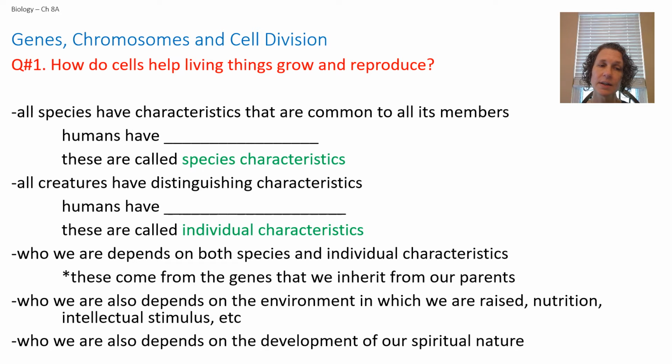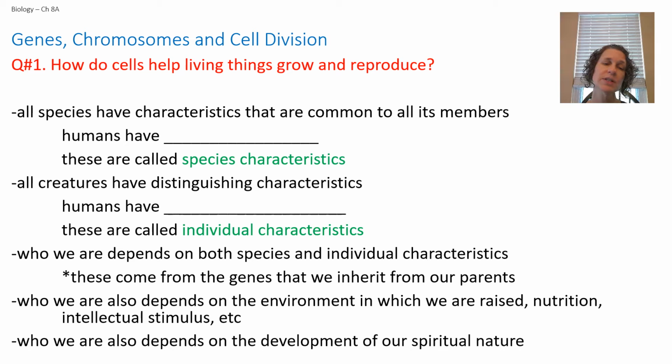Now, within a species, each organism has distinguishing characteristics. And so humans, again, have distinguishing characteristics like different color of eyes, or different hair texture, or different skin tone, or different height, or different voice patterns. And so in a classroom full of students like you guys, I can look at you and know who you are individually, and those are your individual characteristics.